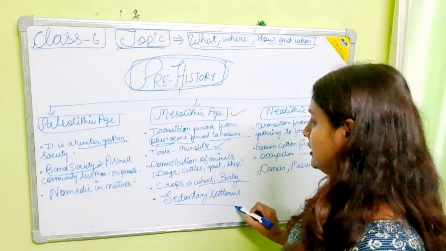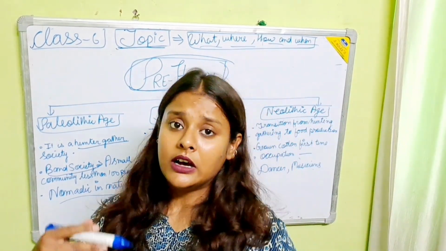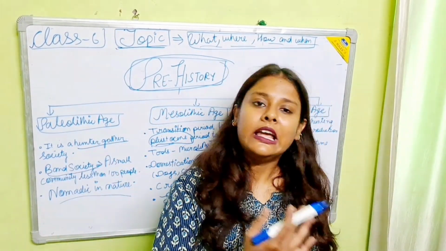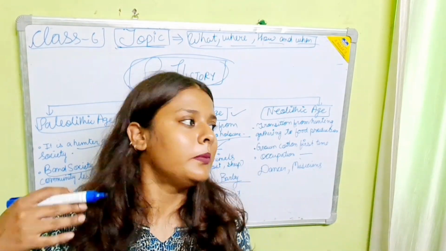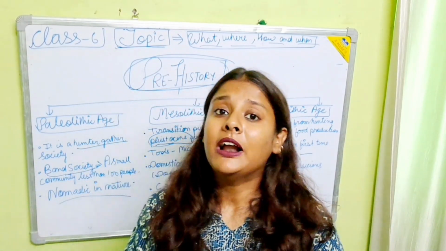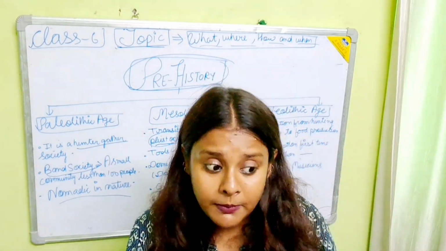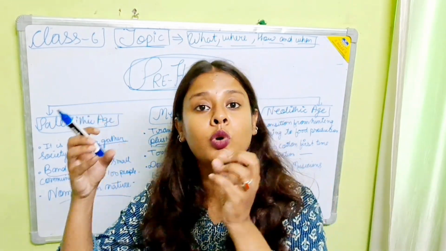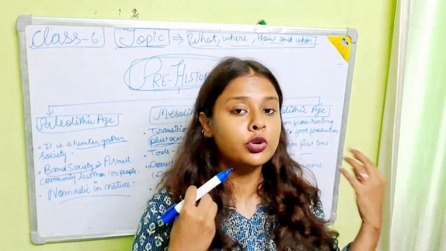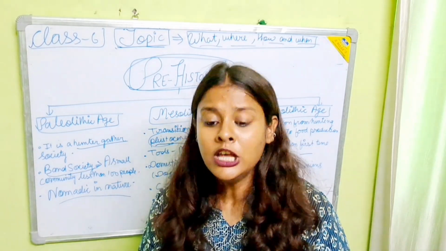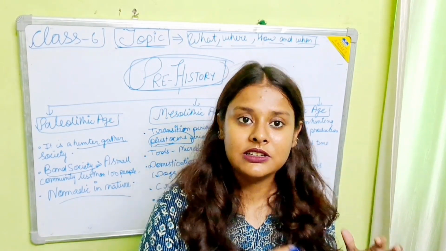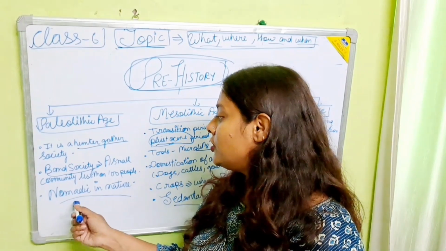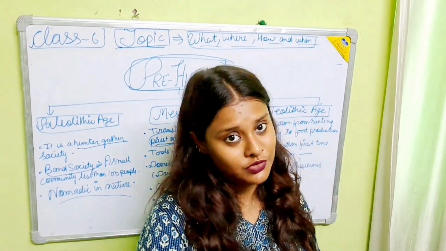And sedentary settlement. Here is nomadism, when people move from one place to another aimlessly, they were just moving from one place to another. But when they start residing at one place with the aim that they have to do agriculture here, they have to grow crops such as wheat and barley, they start residing at a certain place. So there is a transition from nomadism to sedentary settlement.